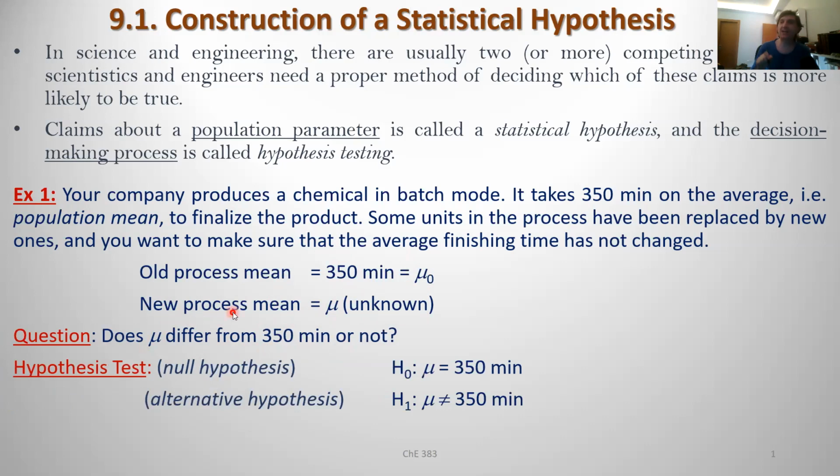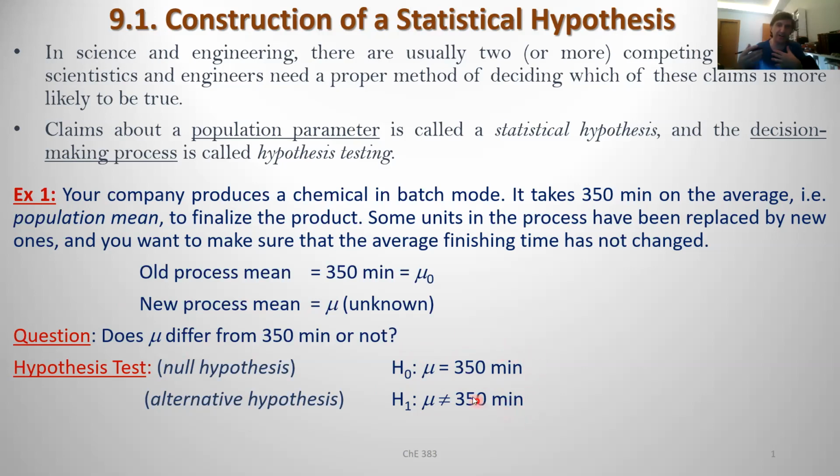Therefore, this is how the hypothesis test is constructed, the architecture of the hypothesis test. We call H0 our null hypothesis. Both of these terms are important, so learn them. The null hypothesis is shown with H0. What is that null hypothesis? It is mu equals 350 minutes, which is: the new process mean is equal to 350 minutes. It's like two people arguing on a topic.